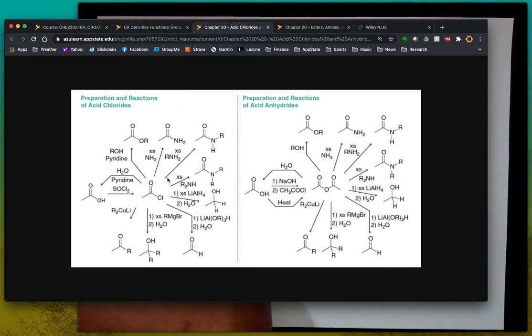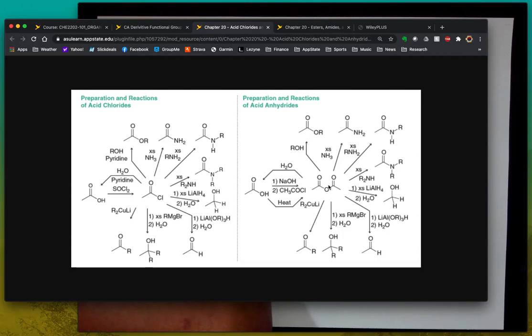Acid chlorides. Acid chlorides can be used to make carboxylic acids. I'll keep saying that, but that's not really the point I'm at yet. They can be used to make esters. They can be used to make amides. Primary amide, secondary amide, tertiary amide. So you would expect these to all be grouped together. And they can also make alcohols, aldehydes, ketones, and such.